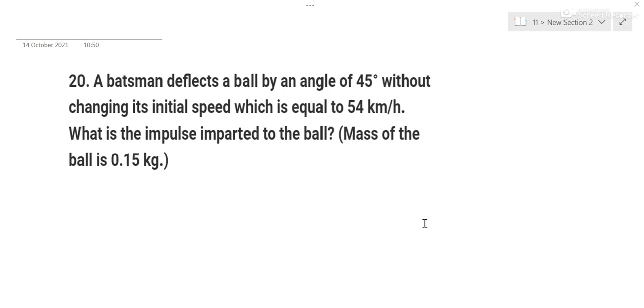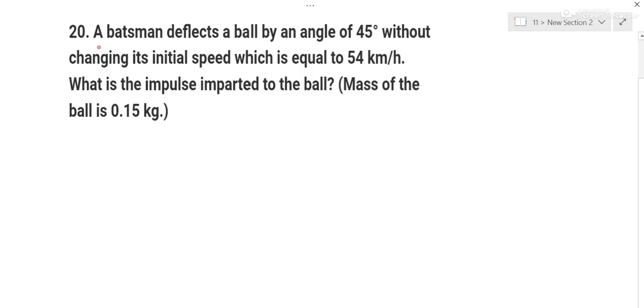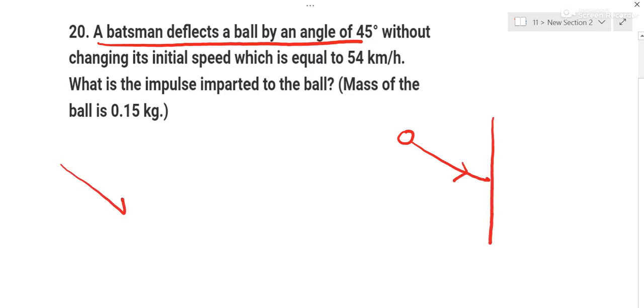These are the remaining numericals of the chapter Laws of Motion. A batsman deflects a ball by an angle of 45 degrees. So this is how the ball is coming. This is u, the initial velocity. It will have two components, one along the x-axis and one along the y-axis.